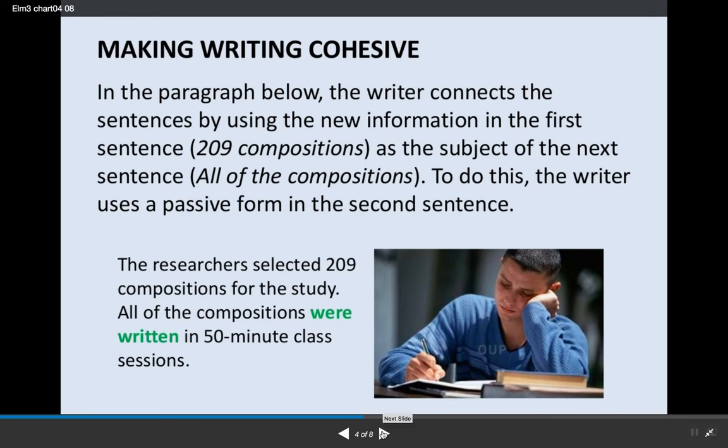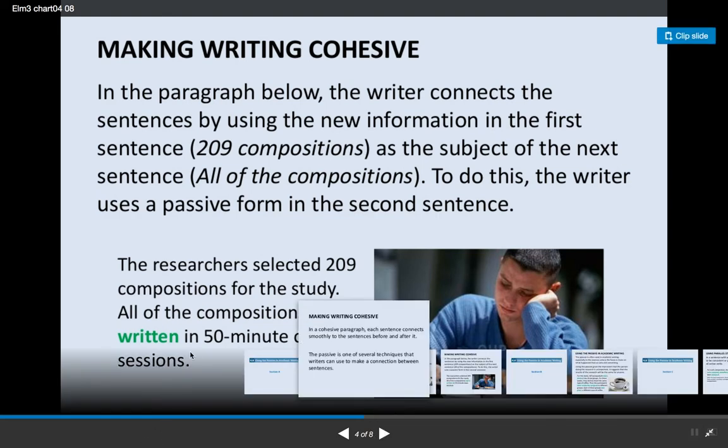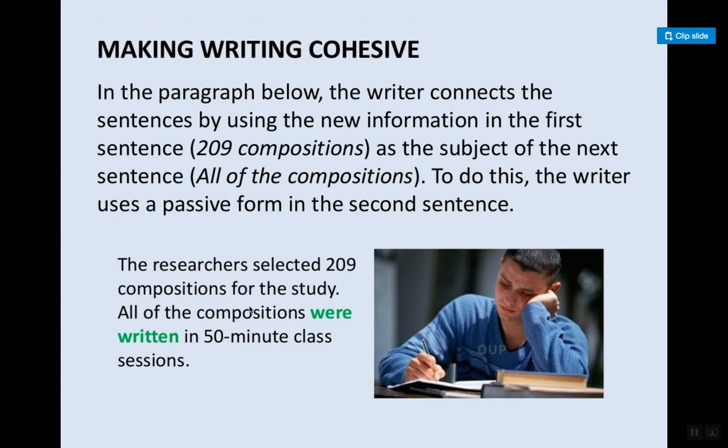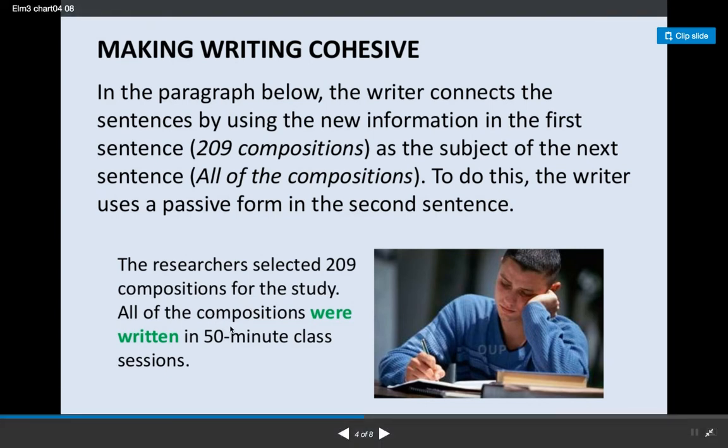Okay. In the paragraph below, the writer connects the sentences by using the new information in the first sentence, which is 209 compositions, as the subject of the next sentence, all of the compositions. To do this, the writer uses a passive form in the second sentence. So the researchers selected 209 compositions for the study. All of the compositions were written in 50-minute class sessions.